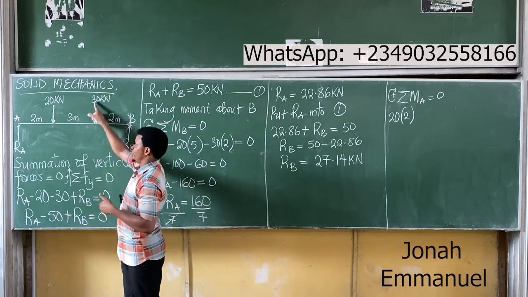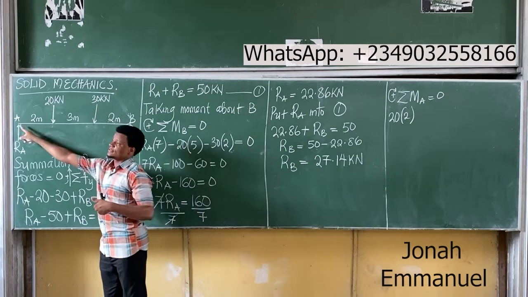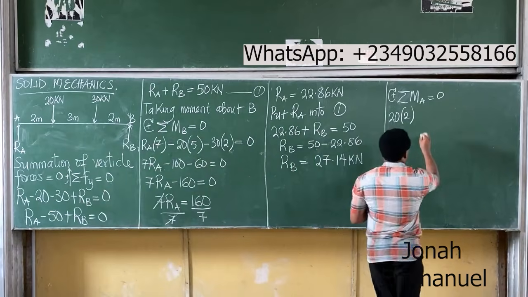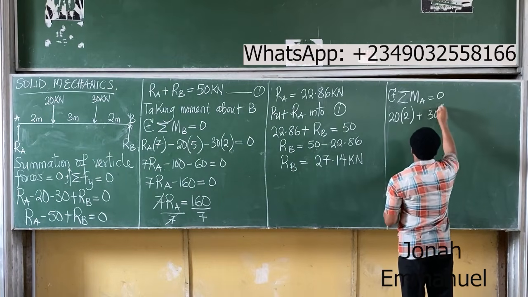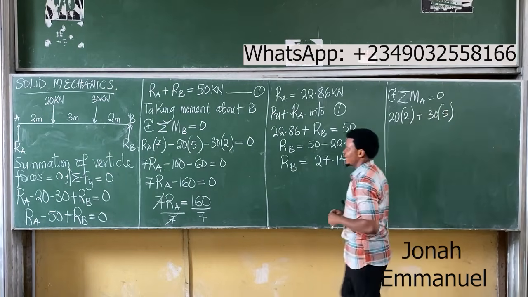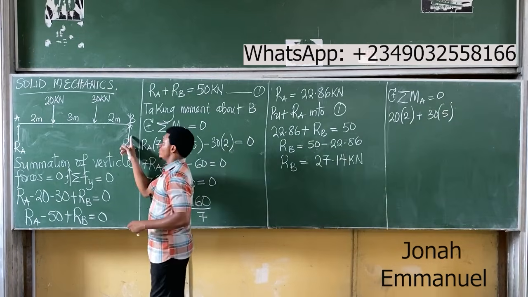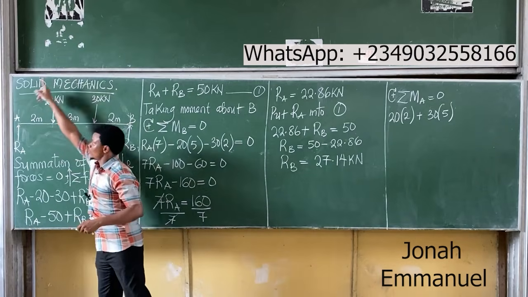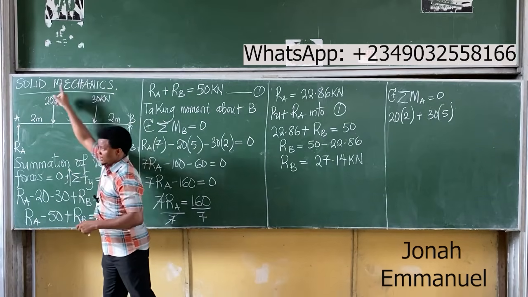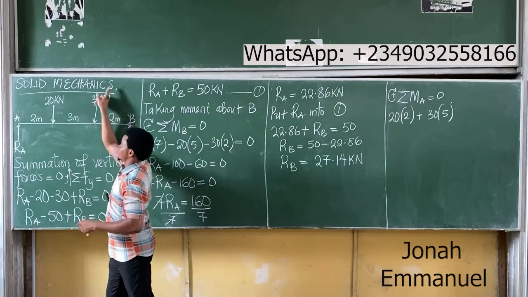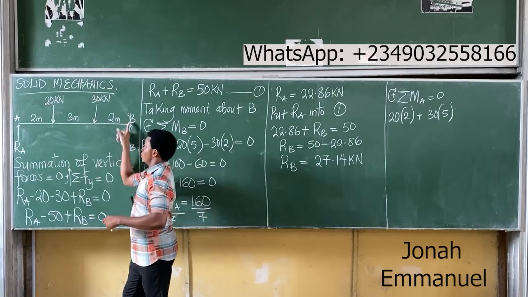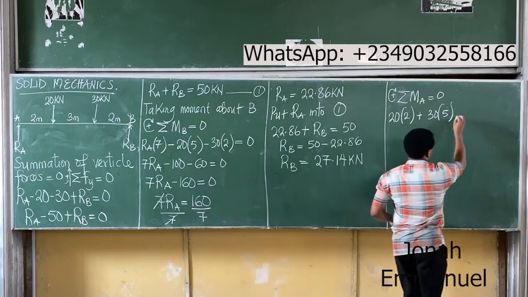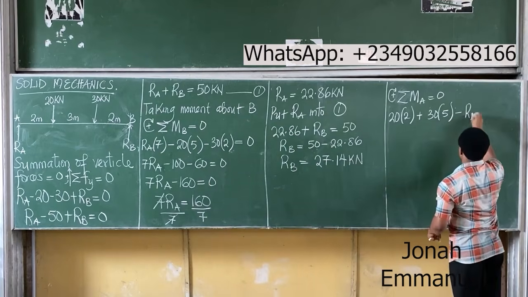So positive, the force here is 30. What's the distance? 5. Plus 30 times 5. Finally, RB. RB is going up this way. Look at this, please. Clockwise or anti-clockwise? Anti-clockwise, going up like this to A. That's anti-clockwise, so it becomes negative RB.